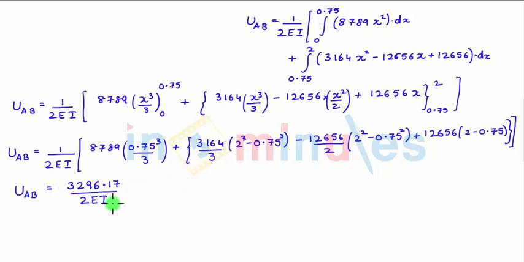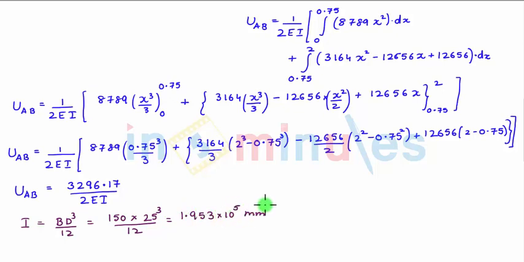Now let us find out the I of the beam. We know the moment of inertia I of the beam is given as BD cube by 12, which is equal to, B is 150 mm and depth is 25 mm, so this is equal to 1.953 into 10 to the power 5 mm to the power 4, since these dimensions were in mm. Now converting this I into meter to the power 4, we have 1.953 into 10 to the power minus 7 meter to the power 4.